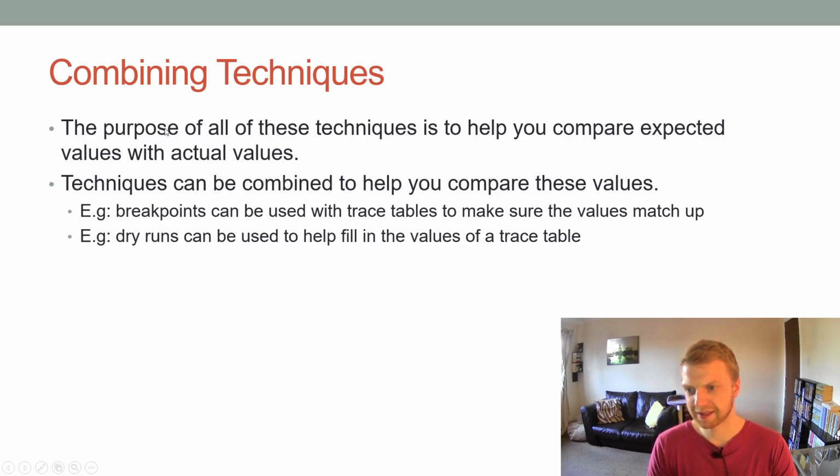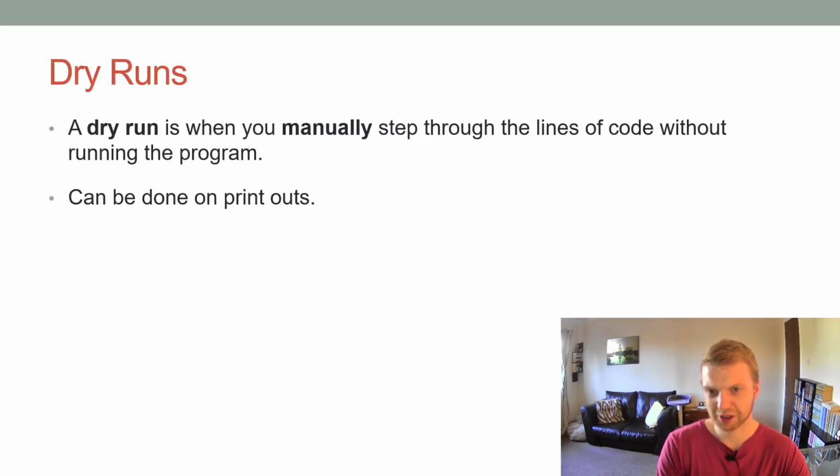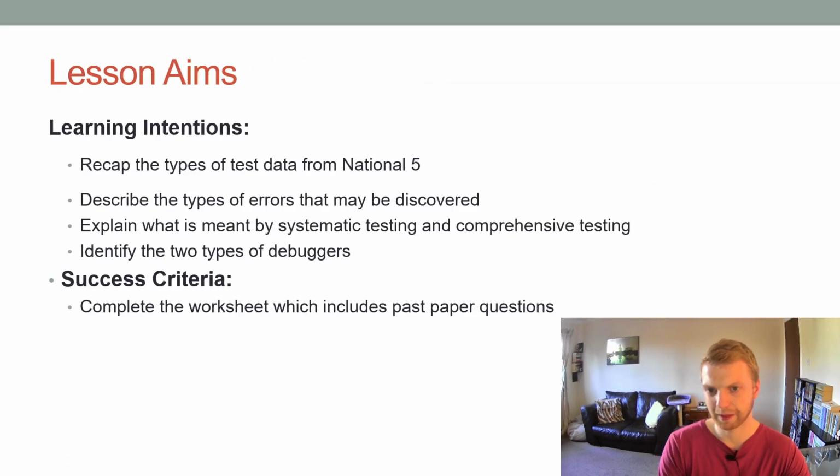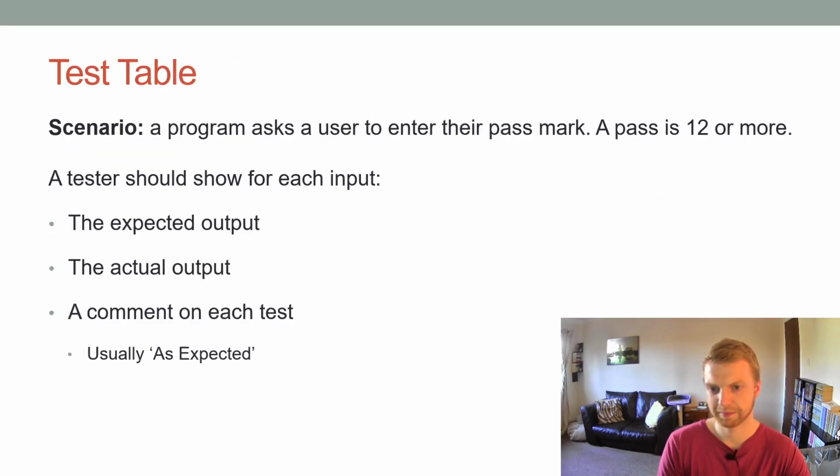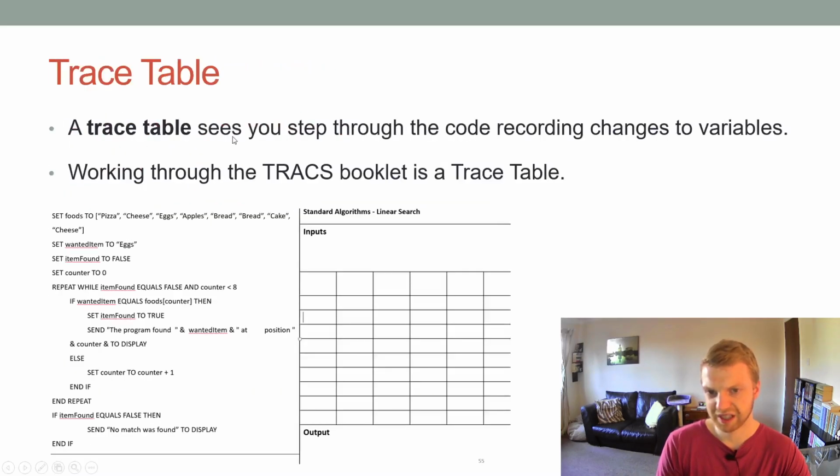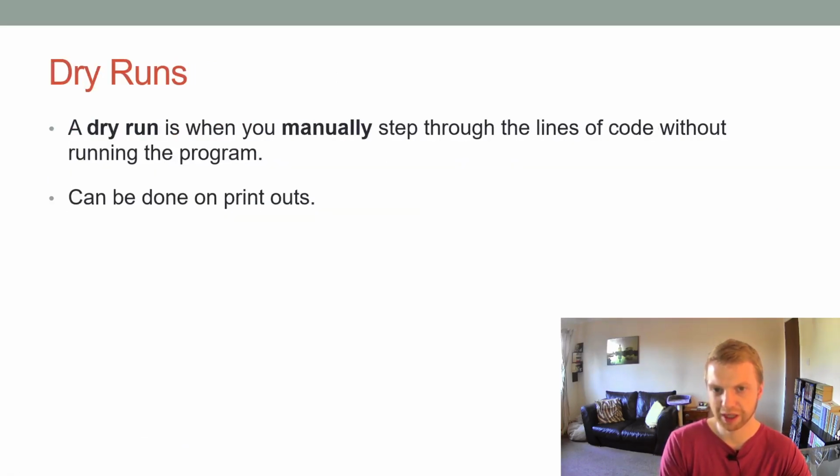Last slide is to combine techniques. I'm putting this up here because I noticed there was a past paper exam question, I can't remember what year it was, where you had to talk about what each technique brings to the table. I kind of talked about it before when I said trace tables: it's like a table that you write all your values out and work through, and a dry run is you doing that on paper.